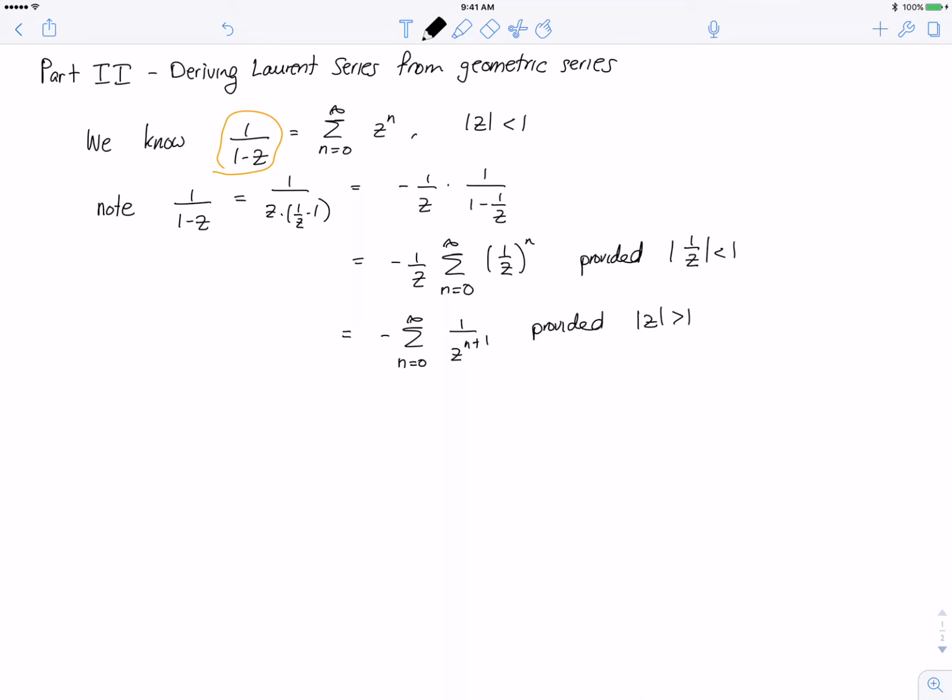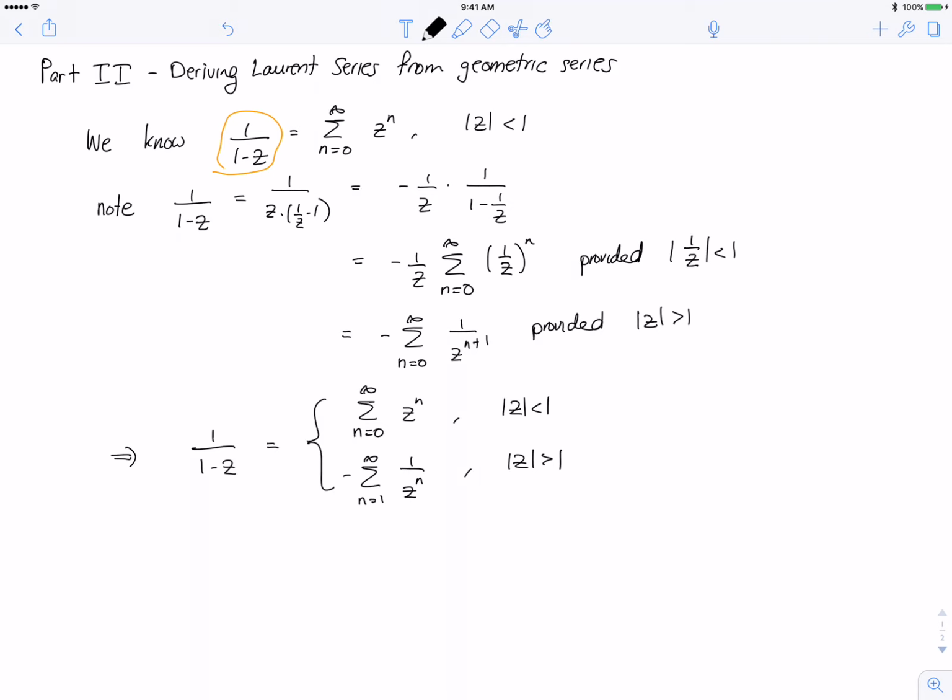So what have I done actually? I've derived a Laurent series for 1 on 1 minus z in two separate regions. What I found is that 1 over 1 minus z can be written in two different ways depending on which region you would like it to converge. If you want it to converge when the modulus of z is less than 1, in other words inside the unit circle, you can write it in this way. Okay, so this is the fact that we started with. Or if you want it to converge outside the unit circle, you can write it as, and I think it's better if I start from n equals 1, minus the sum of 1 over z to the n instead of z to the power of n plus 1. And this will converge when the modulus of z is greater than 1.